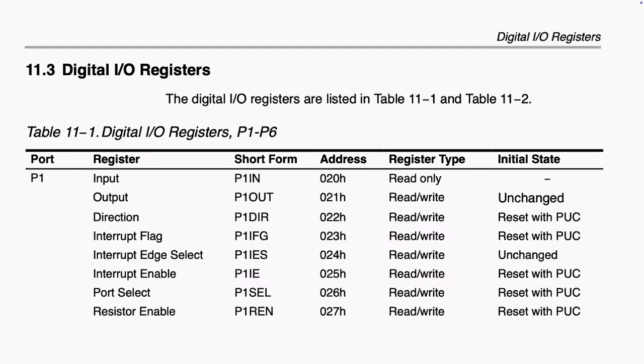Let's look at a practical example. If you go to the MSP430 datasheet, section 11, digital input-output registers, you will find the address for each register for port 1, for example. In order to modify the output port of the microcontroller, we need to write the value to the P1OUT register, which has the address 21. This register is 8 bits long. Each bit corresponds to one pin in the port. If you have an LED connected to the pin, for example, your LED will turn on or off.